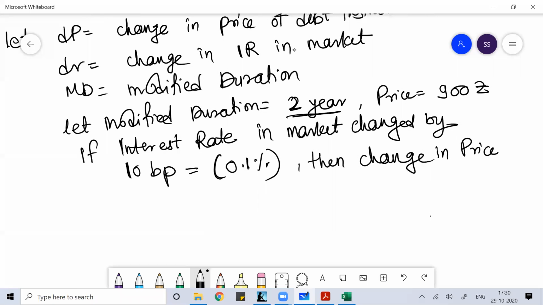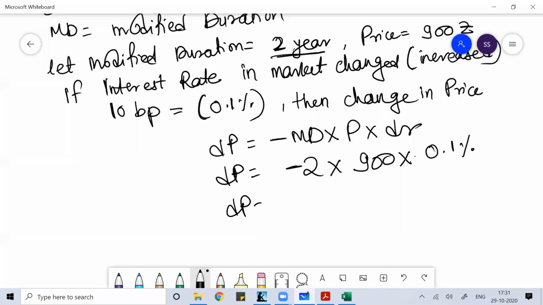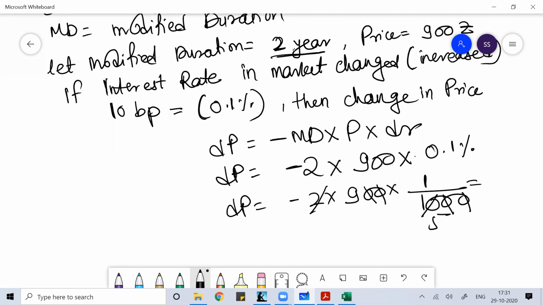Here you also have to say whether the interest rate increases or decreases. If the interest rate increases by 10 basis points, the price will decrease, and if the interest rate decreases, the price will increase. The formula I told you is dP equals minus modified duration into P into dR. So dP equals minus 2 into 900 into 0.1%, which is 1 by 1000. That gives minus 4.5.